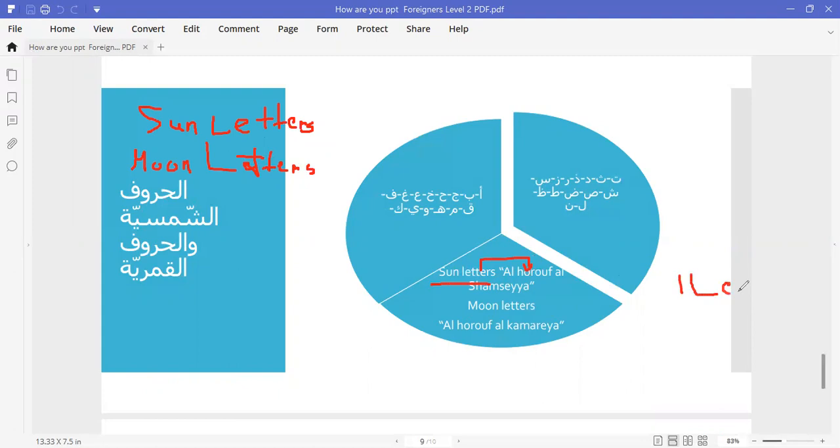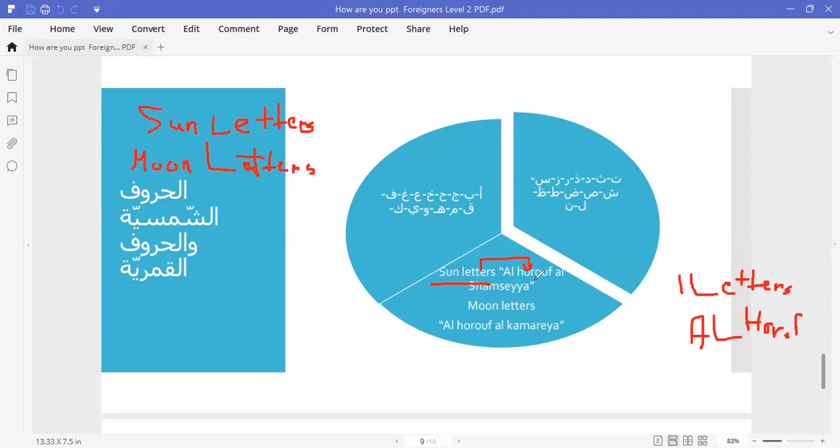One letter is what? Al-harf. If you're talking about a letter, not specific, you say harf. But if you are going to specify a letter, you say al-harf. So al-harf, if you are talking about one letter. But if you're talking about letters, it's huruf. But here, because you are going to specify what these letters are, you say al-huruf, sun, al-huruf al-shamsiyah.